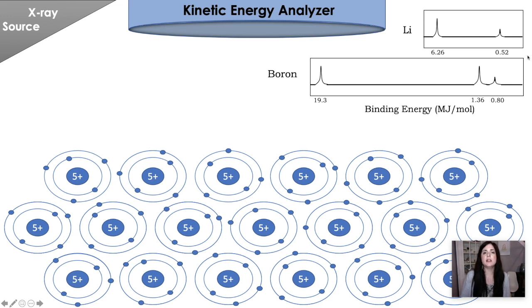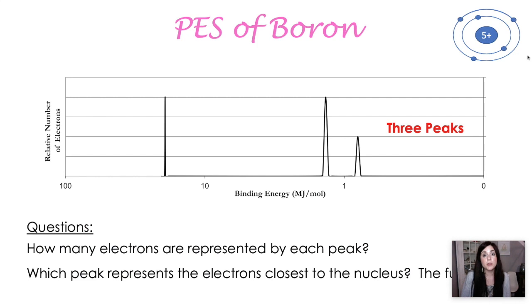So let's go ahead and analyze. What does that mean, boron's photoelectron spectrum? So this does in fact have 3 peaks. If we consider the electron configuration for boron, it would be 1s2, 2s2, 2p1. So we can correspond each of those elements of that electron configuration to this photoelectron spectrum.